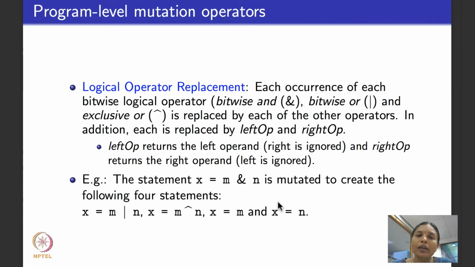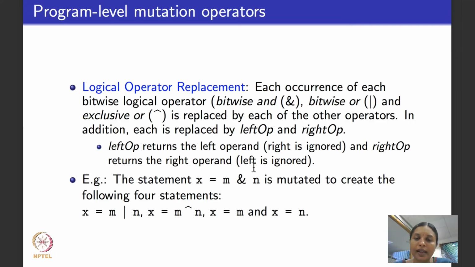Moving on, suppose you had statements in your program that deal with bitwise logical operators. That is, they work a lot like AND and OR, but when given a sequence of bits or binary numbers, they AND and OR or exclusive OR bit by bit, applying the same truth table for AND and OR. So each occurrence of each of the bitwise operators, the bitwise AND, the bitwise OR, the bitwise exclusive OR, can be replaced by each of the other operators when we do mutation operators here. In addition, I can also do left op and right op, like I did for arithmetic and other categories. Left op always returns the left operand, the right one is ignored. Right op returns the right operand, the left one is ignored.